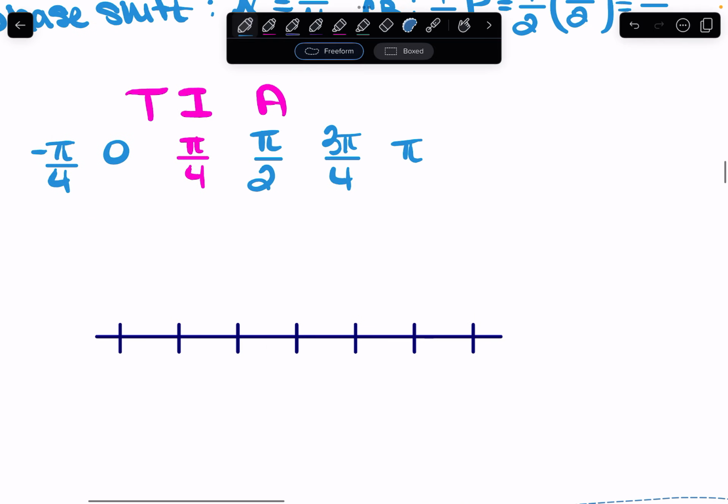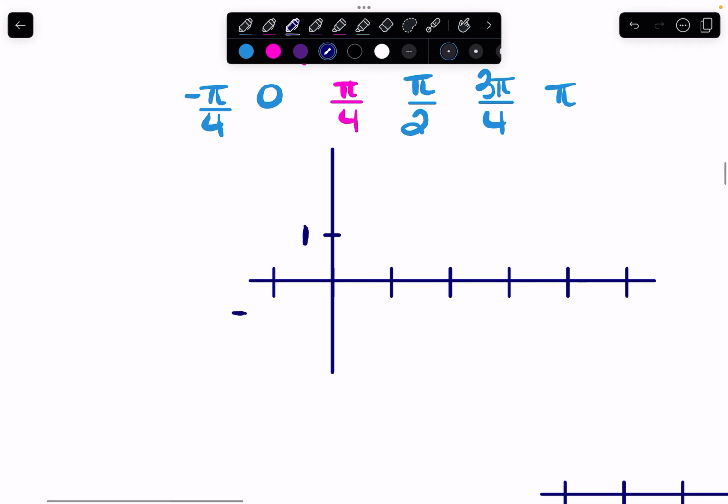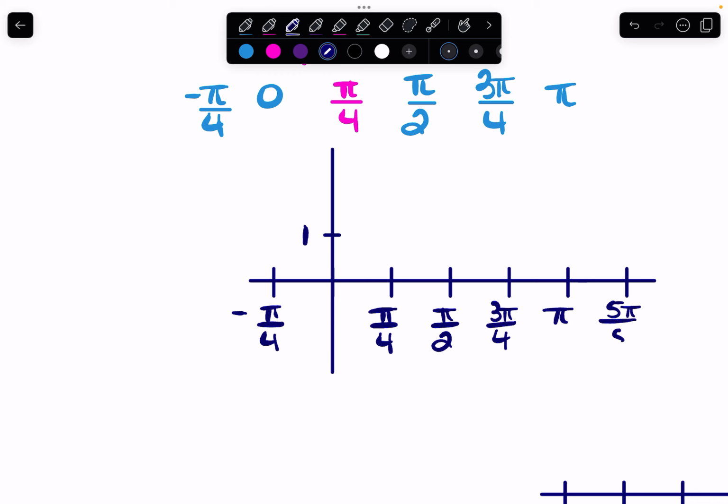All right. So since we do hit 0, I'm going to go ahead and get my y-axis in. We're going along y equals 1. Get my critical values: negative pi fourth, pi fourth, pi half, 3 pi fourths, 4 pi fourths. I got one more, so 5 pi fourths.